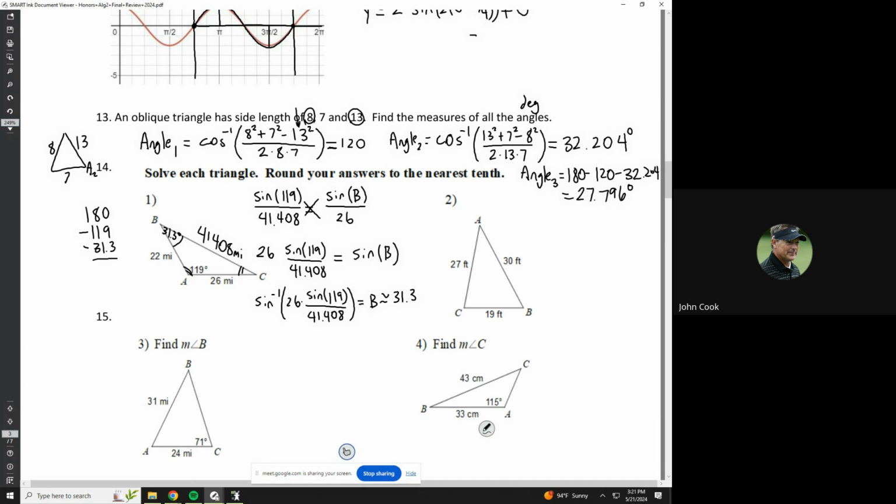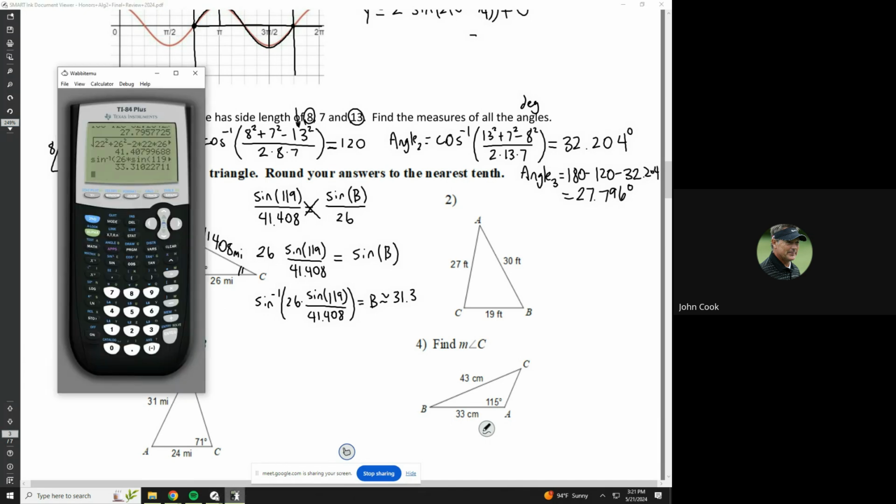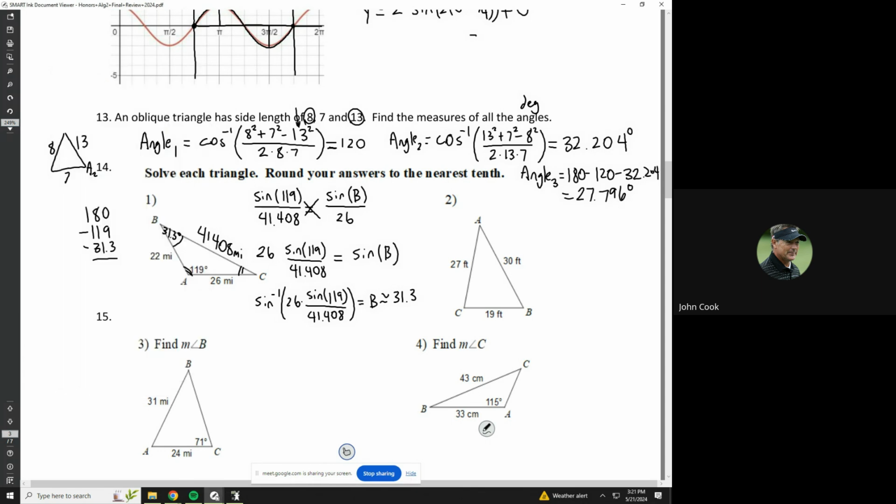Let's see what that's going to end up being on our calculator. So 180 minus 119 minus the number that I just got. Oops, not that, darn it. 180 minus 119 minus that number. All right, there's what I got, 27.7 about. And that's the last little number that goes right over here. So there's all my angle measurements.